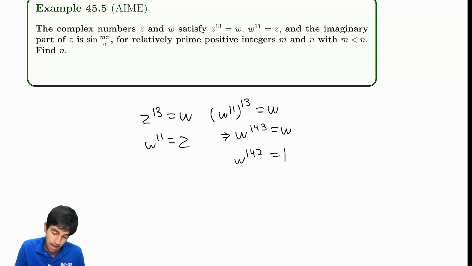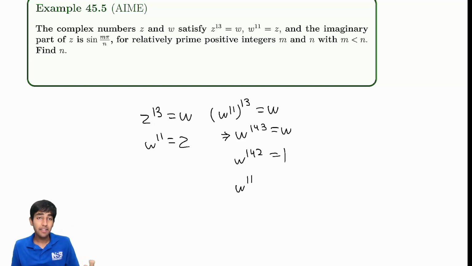We're asked to find the imaginary part of z. z is w to the 11. Basically, it suffices to find what the value of w to the 11 really is.